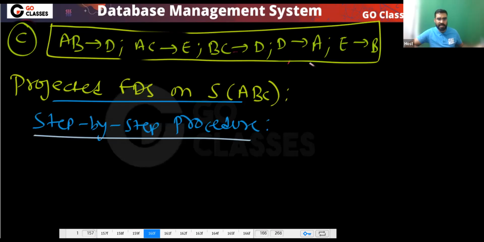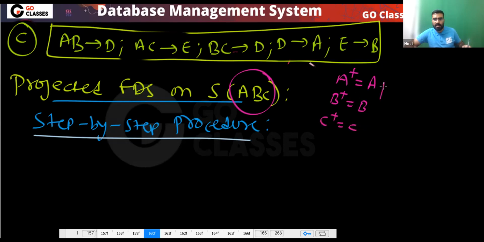Again, there is a step-by-step procedure. We will keep our focus on ABC. We will find A plus. What is A plus? A plus is only A, so there is nothing to check. We will find B plus. That is B. So nothing here also. We will find C plus. That is also C. So there is nothing here. They will not give you anything, right?